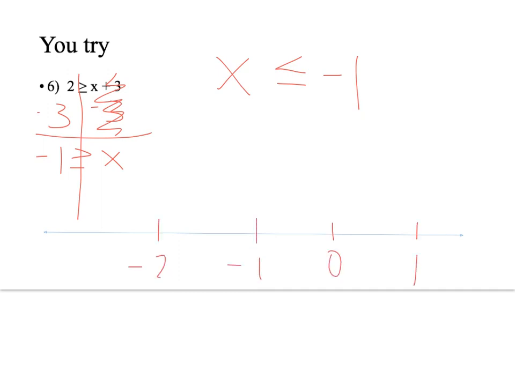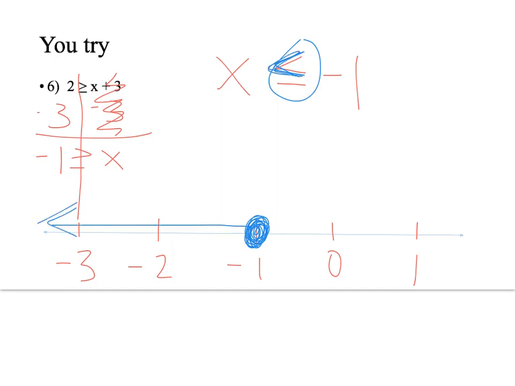So put your negative 1 in the middle of your number line. Since this is a less than or equal to, you'll have a closed circle above the negative 1. Less than, the smaller numbers are to the left. And this looks like an arrow pointing to the left. And your arrow in your graph is pointing to the left.